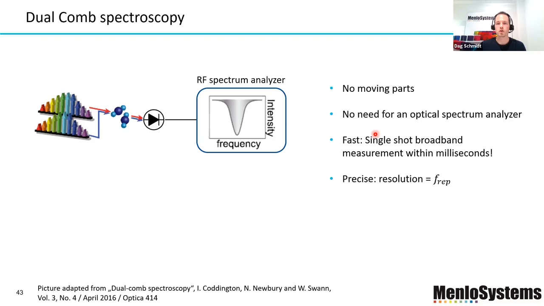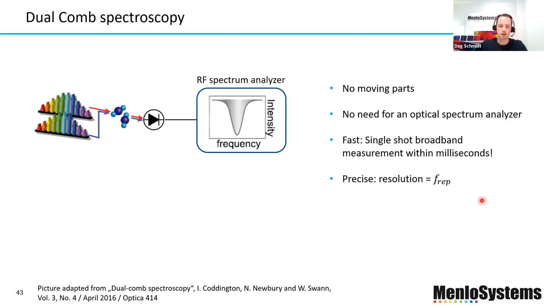And of course, a single shot measurement will probably not provide the best signal to noise ratio, but if you have one shot within a millisecond, this also means you can average over 1000 shots in only 1 second. So still we are very fast and very precise. So the resolution is given by the repetition rate itself. And for molecular spectroscopy, this is quite a very good resolution.